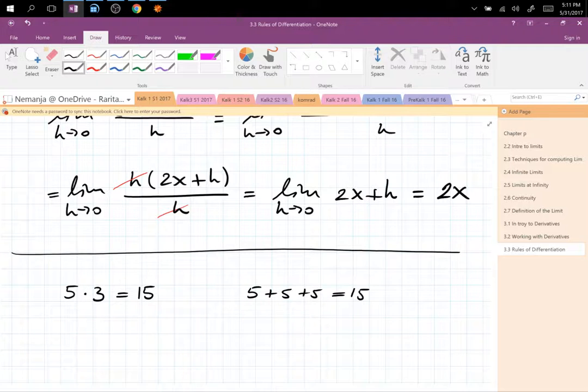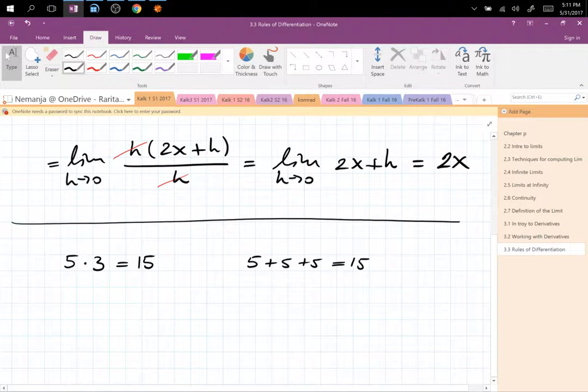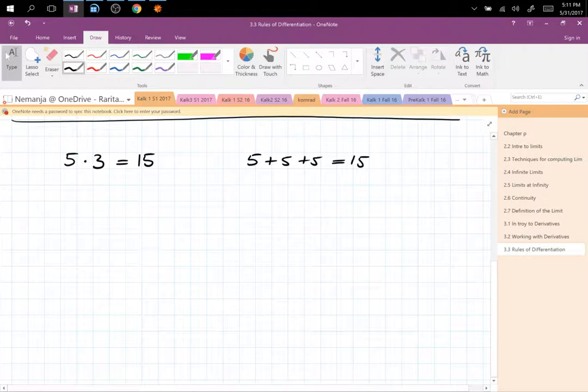So now, instead of calculating that the derivative of x squared is 2x using the procedure, you memorize a formula which allows you to skip this limit procedure. And then you just memorize the formula and quickly compute the derivative. So let's take a look at those formulas that allow us to quickly compute these things.